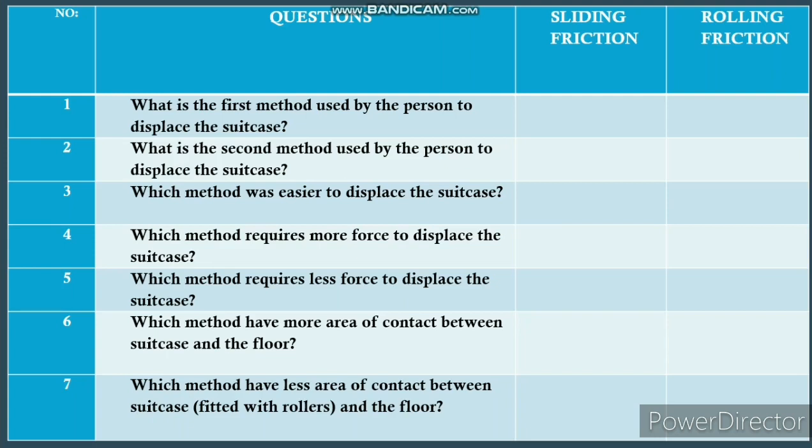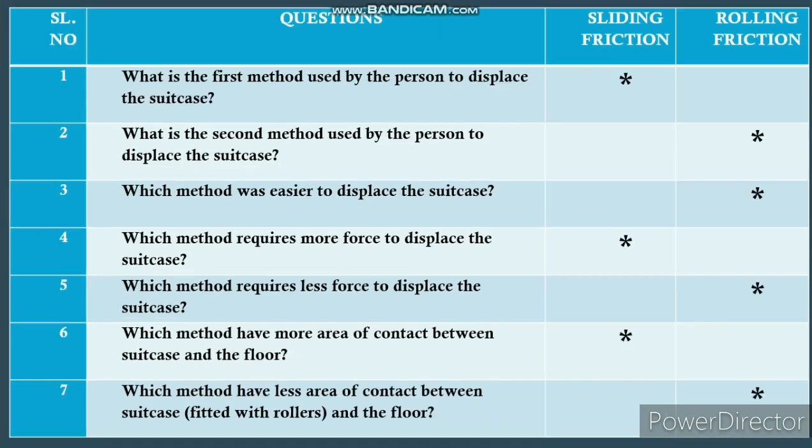Okay students, let's check whether your answers are right or wrong. First question. What is the first method used by the person to displace the suitcase? What's your answer? The right answer is sliding friction. What is the second method used by the person to displace the suitcase? Yes, the answer is rolling friction. Which method was easier to displace the suitcase? Yes, the answer is rolling friction.